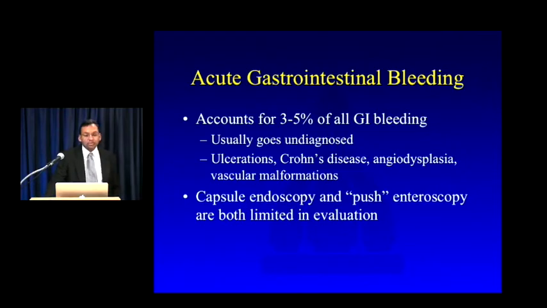Now, acute GI bleeding in the small bowel probably accounts for about 3 to 5% of all GI bleeding cases. And as you can imagine, because we don't have a lot of other good modalities to evaluate the small bowel, this typically goes undiagnosed. Small bowel GI bleeding can occur as a result of ulcerations, Crohn's, angiodysplasia, vascular malformations. And as I mentioned, both capsule endoscopy and push enteroscopy are limited in their evaluation. And certainly capsule endoscopy is not something you want to be doing in the acute setting.